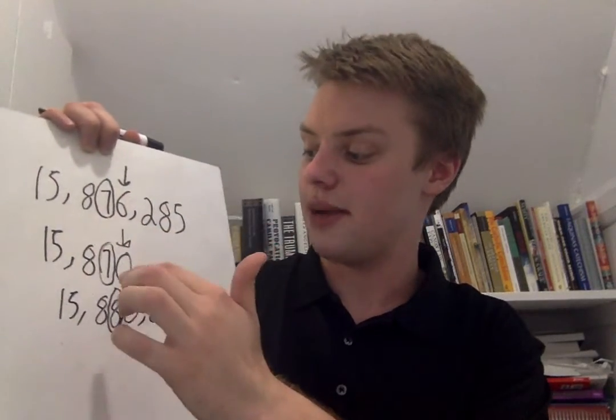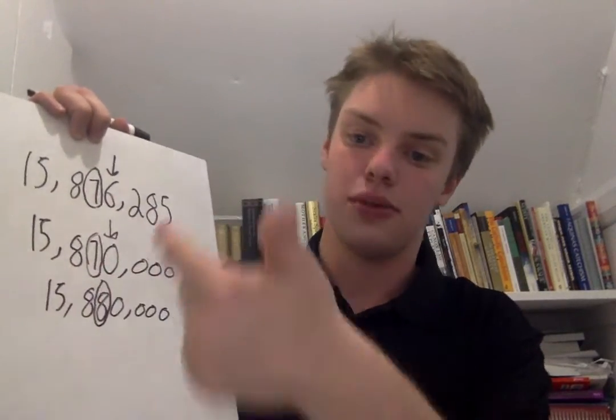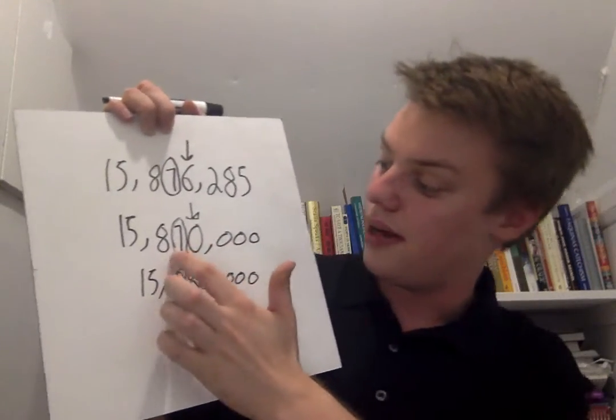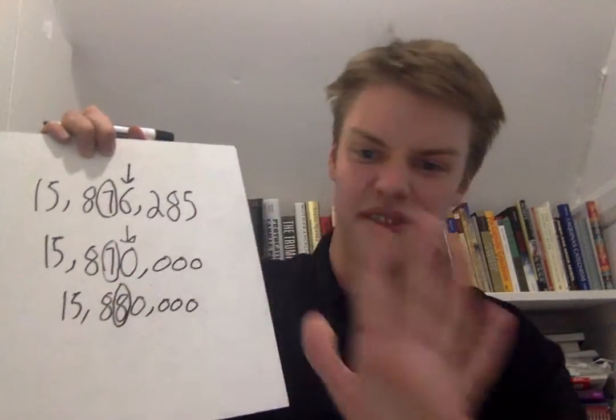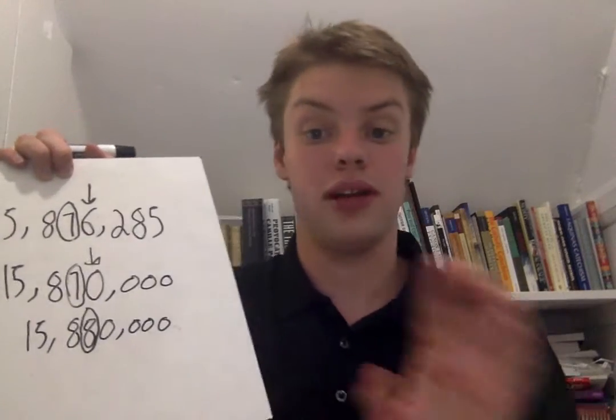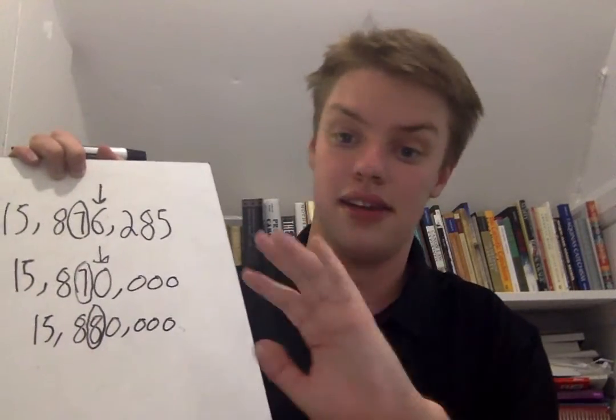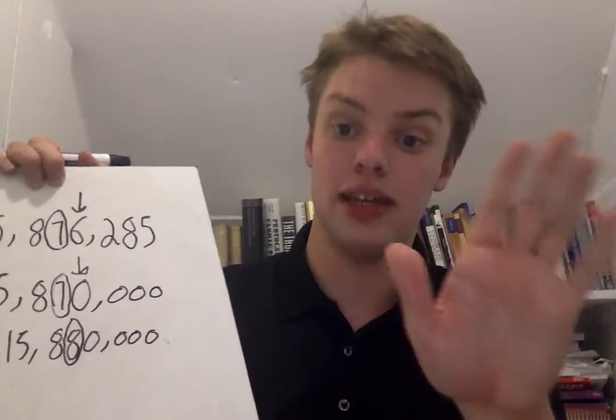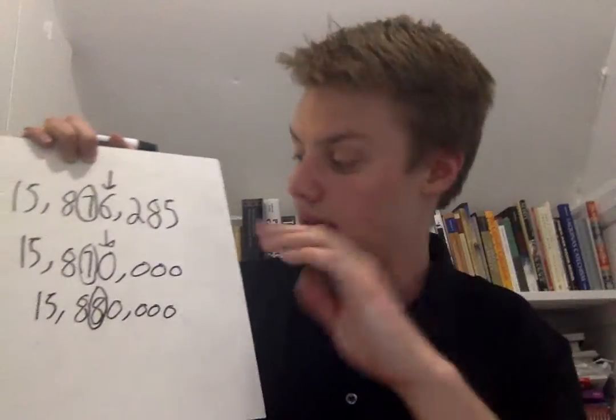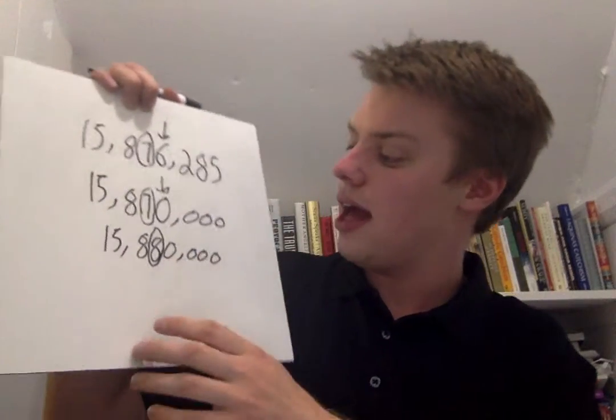All right, next step. Everything that's to the right of our circled number, or of our place value here, becomes a 0 because we want to simplify it. We want to get rid of those decimal points and make it as simple as possible. That's why we do that 0 shift.